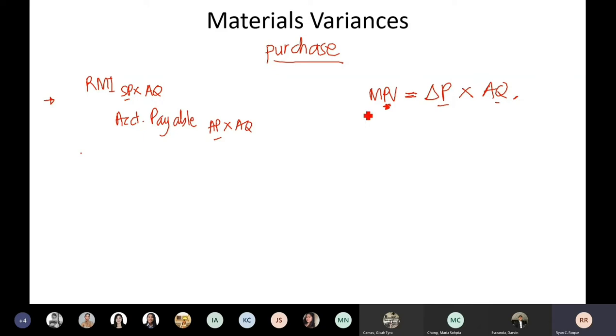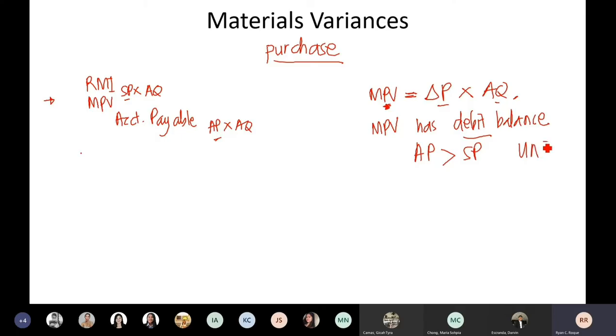Okay. So, sabi sa exam, materials price variance has debit balance. Ano to? Favorable or unfavorable? Kung debit balance yan, so pupunta yan sa MPV, nasa debit. Bakit siya nasa debit? Kasi mas malaki yung AP kesa sa SP. Ibig sabihin, ito ay unfavorable. Okay? Because sometimes in the exam, hindi sasabihin that the materials price variance is unfavorable. Ang sasabihin niya, has debit balance. So kapag debit pala, unfavorable. So tandaan po yan.